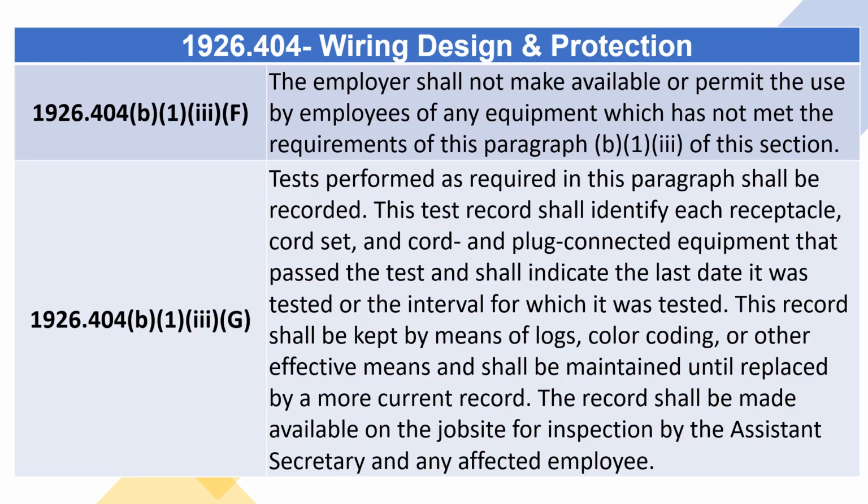1926.404(b)(1)(iii)(F) The employer shall not make available or permit the use by employees of any equipment which has not met the requirements of this paragraph (b)(1)(iii) of this section.